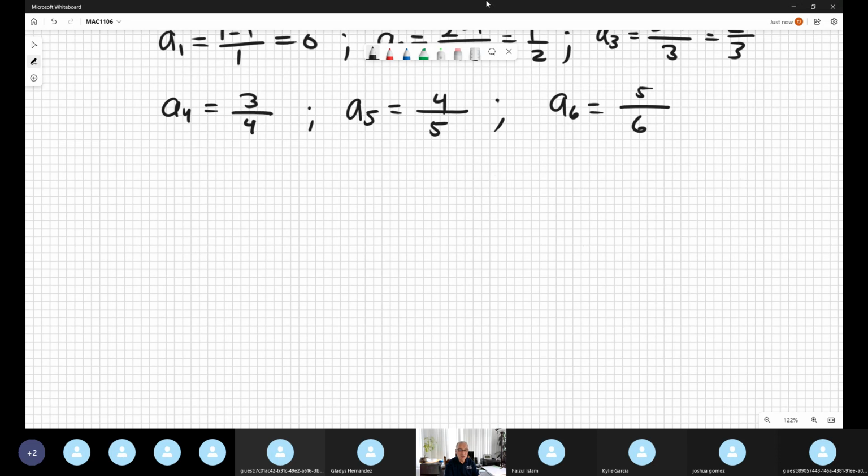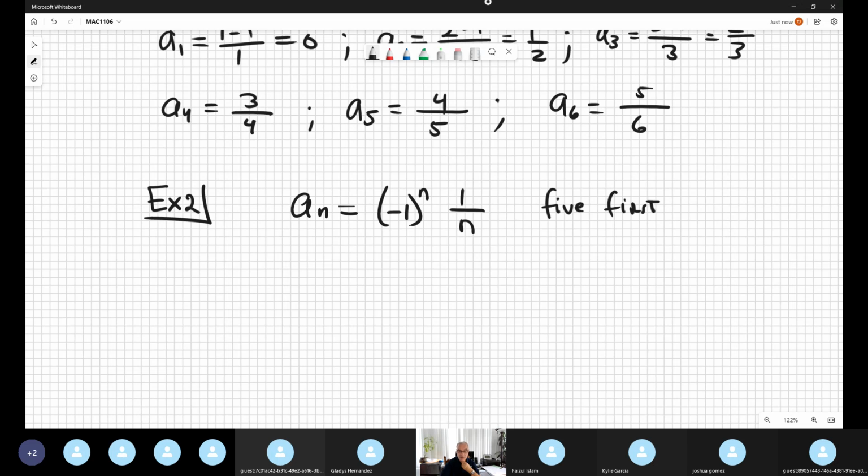It's a function. Always is given, or not always, but frequently is given, the explicit formula. Suppose now another example. Suppose this sequence a sub n is equal to -1 raised to the n power times 1 over n. Again, we try to find the first elements in the sequence. So basically, I need to find A1, A2, A3, A4, A5, and why not A6? So not 5, 6 first.